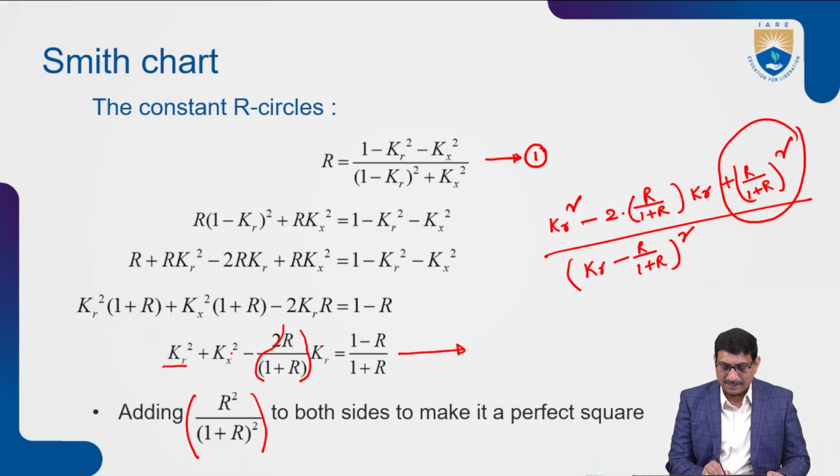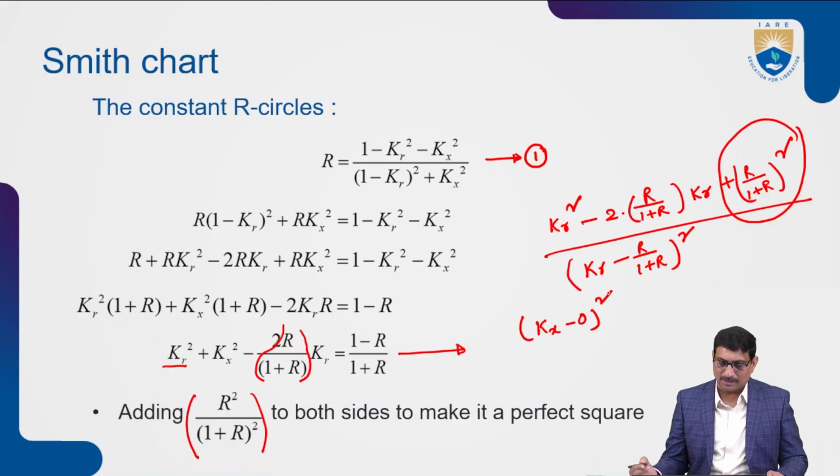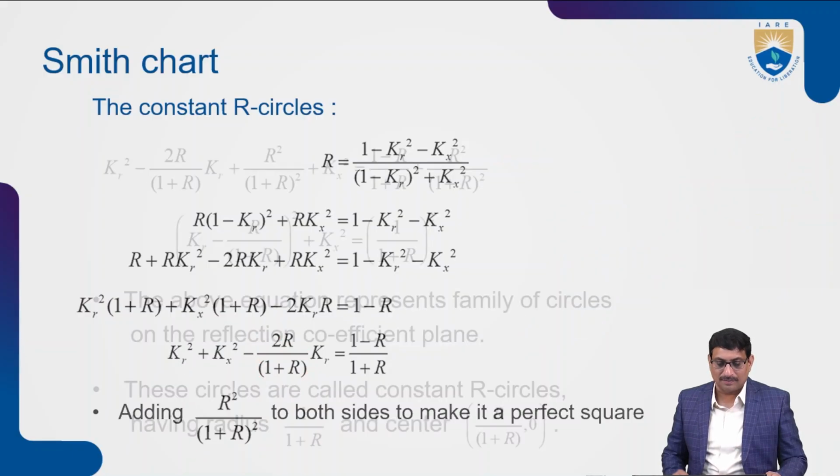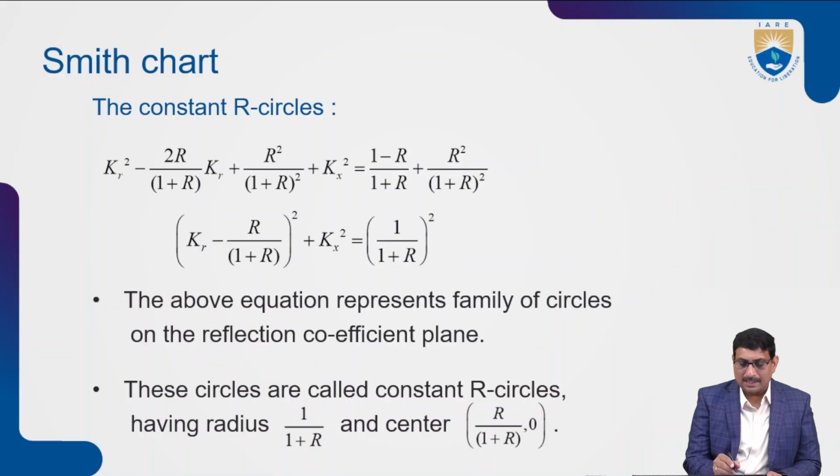As far as the k_x term is concerned, only k_x squared is there, so I can directly write it as (k_x − 0) squared, which is also a perfect square. Whereas for the k_r terms to be a perfect square, we need to add [r divided by (1 + r)] squared on both sides of the equation. Since I add it to the left-hand side as well as the right-hand side, the value does not change.